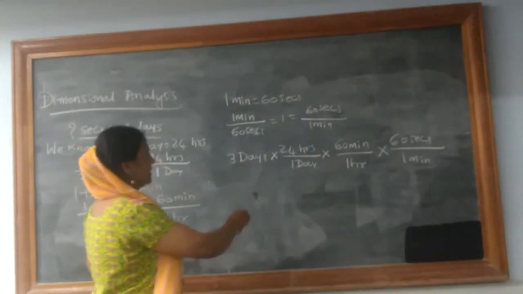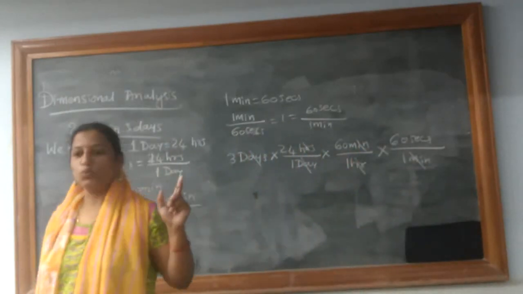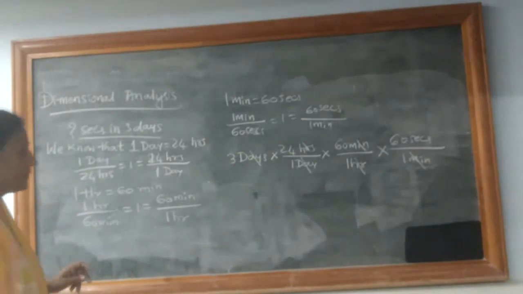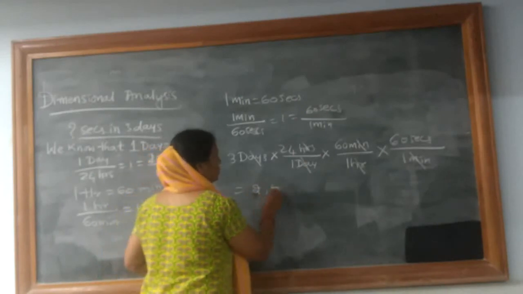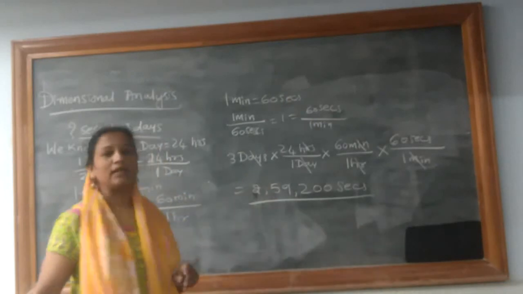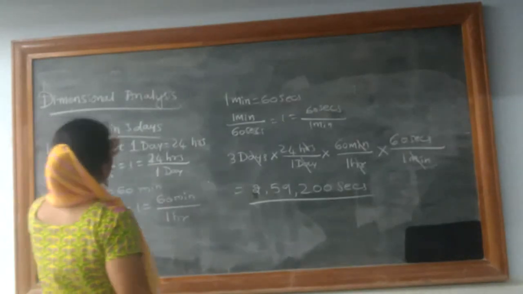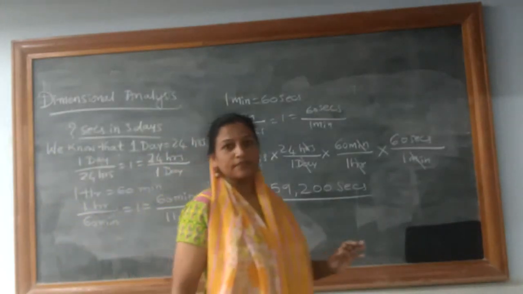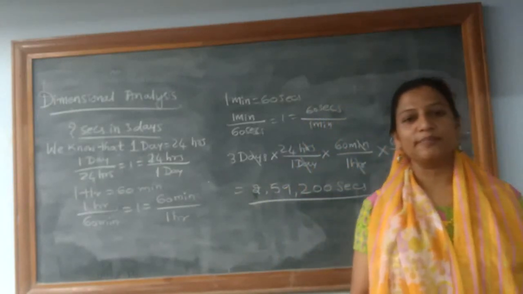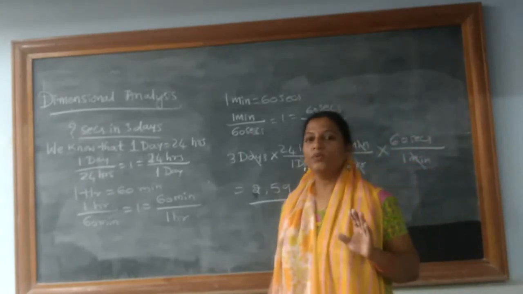So cancel day, hour, minute, and the final answer will be in terms of seconds. The final answer is 259 200 seconds. So the value is 259 200 seconds. So we have converted 3 days into seconds. So these are a few examples on dimensional analysis. Hope the concept is clear to you all. Try to solve more problems on this so that you will understand it better.